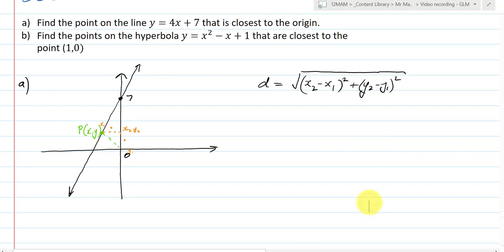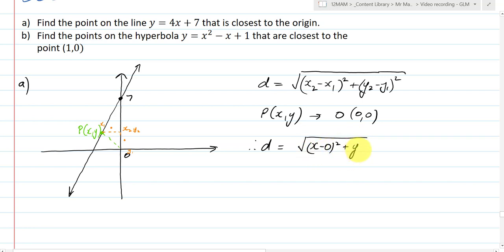Anyway, in this case, we know that P is the point (x, y), and O is the point (0, 0). So the distance formula will be equal to the square root of (x minus 0) squared plus (y minus 0) squared. And this, of course, is the square root of x squared plus y squared. And so that's a good start.